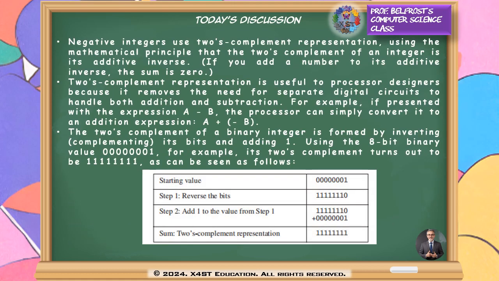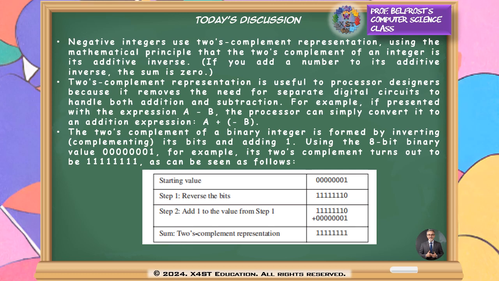Okay, done. Let's continue on to the rest. Negative integers use 2's complement representation, using the mathematical principle that the 2's complement of an integer is its additive inverse. It means that if you add a number to its additive inverse, the result is zero. So how to express it? Actually, it's very easy. We just need to invert the bits and then add 1.